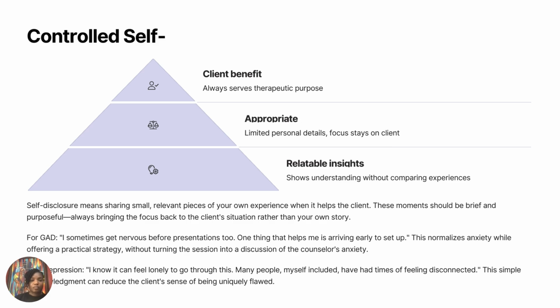Okay, so when you're dealing with a student who has generalized anxiety disorder and has to do a speech or a presentation, you can say, one thing that helps me with my nervousness is arriving early so I can set up and make sure everything is working how it needs to work. That normalizes the anxiety with a practical strategy without turning the session into a discussion of the counselor's anxiety. So remember, when you self-disclose, make sure it benefits the client, make sure it's appropriate, and make sure it's relatable.